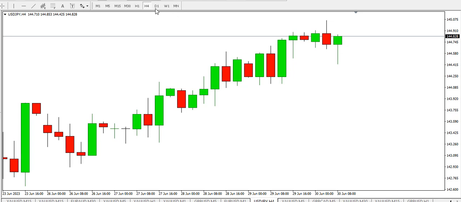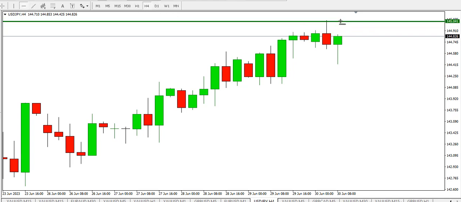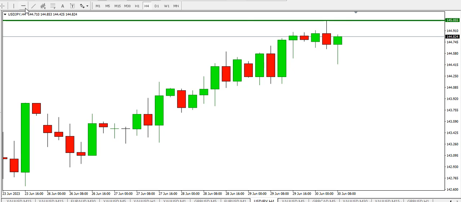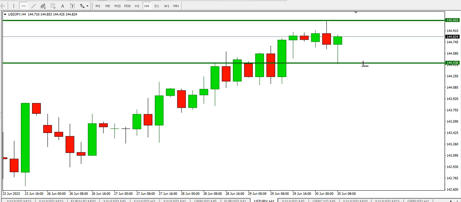All right, so you might want to wait for price to break out of these particular levels before you either buy or sell. Look at the two levels on the screen. We have the 145.055 level, and we have the 144.4 level. You might want to wait for price to break out of this range before you take your decision.